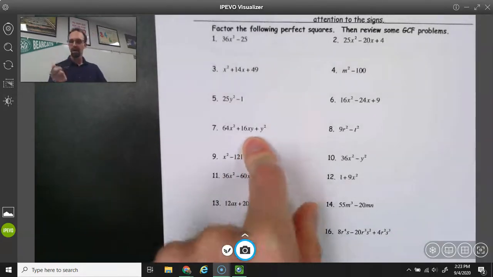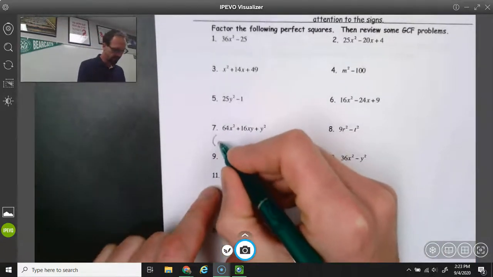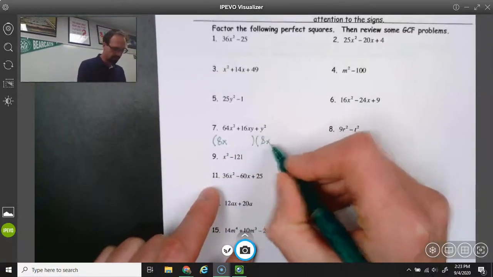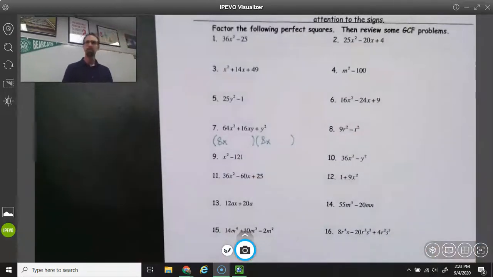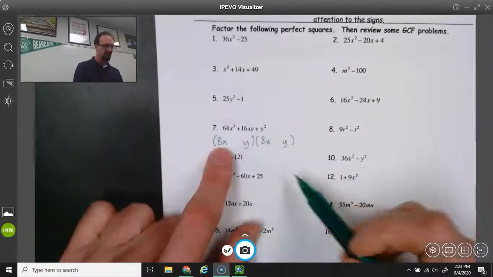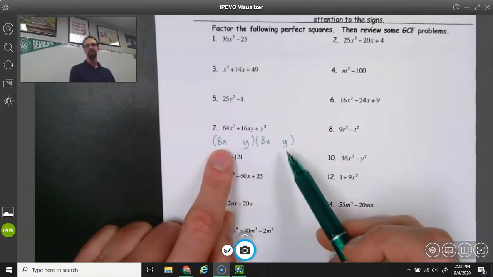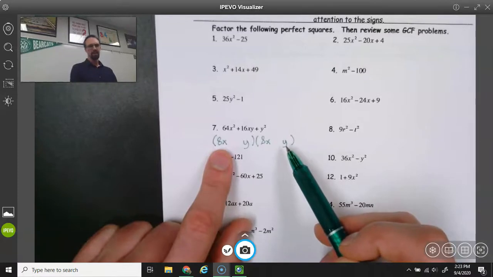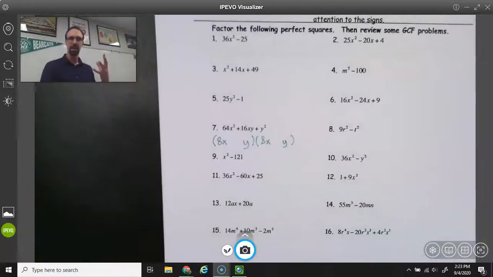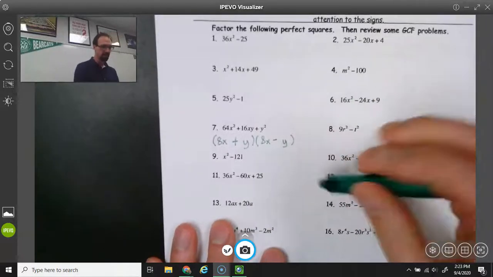What's going on at that middle term? Well, if I take the square root of 64x squared, I get 8x. If I lay this out, that goes in my first slot on both of these. And then the square root of y squared is y. That goes in my second term on these. Now if I check this, 8x times y gives me 8xy. And y times 8x also gives me 8xy. If I add 8xy and 8xy, I get 16xy. That's that middle term. So that's why it works out in that particular way.